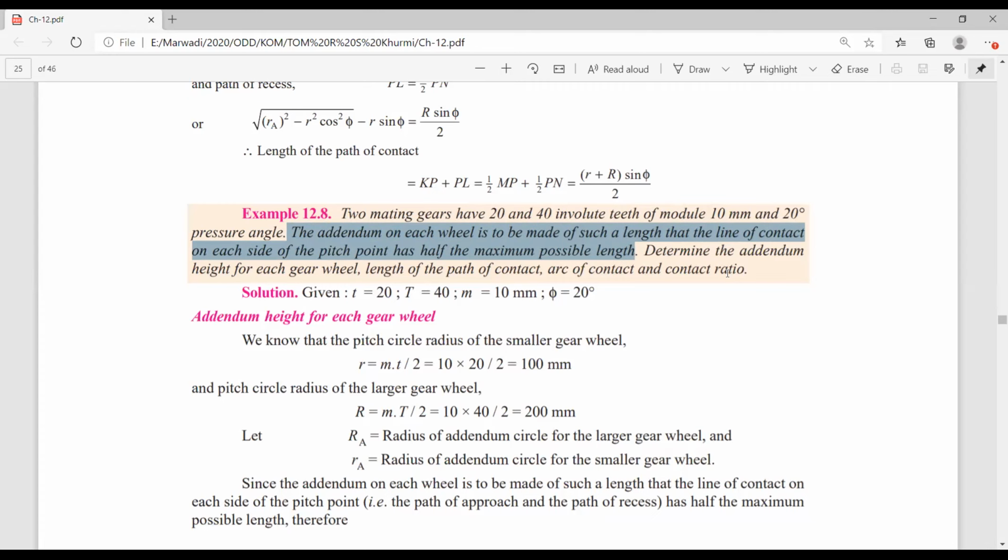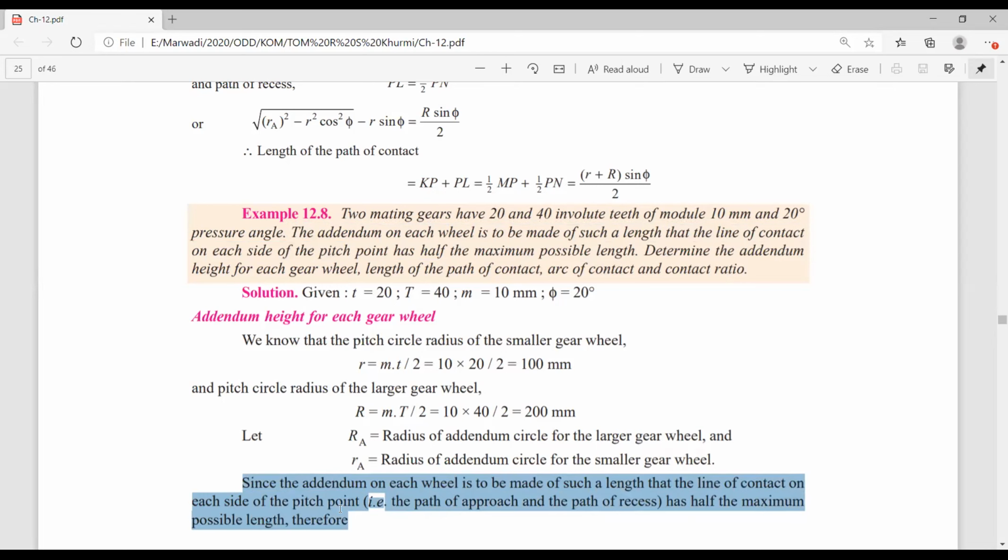This is the important line. The addendum on each wheel is to be made of such a length that the line of contact on each side of the pitch point has half the maximum possible length. What is the meaning of that? It is written over here. We can calculate the small r and capital R by using mT by 2. That is nothing new over here. So we have the small r and capital R. Now focus on this line.